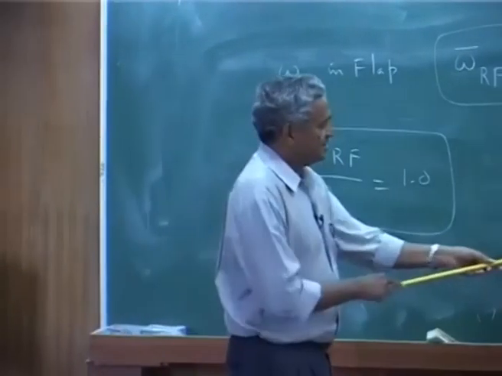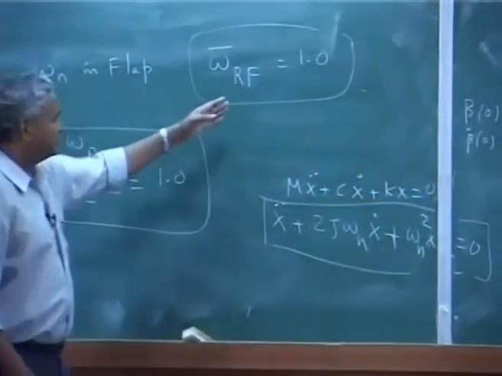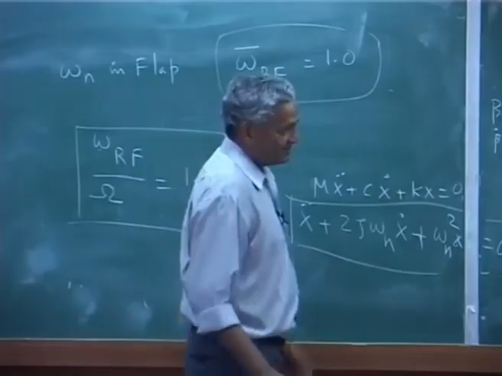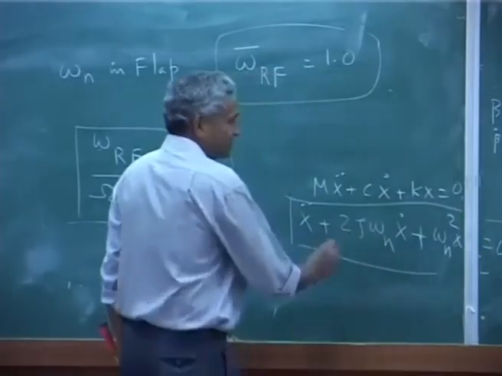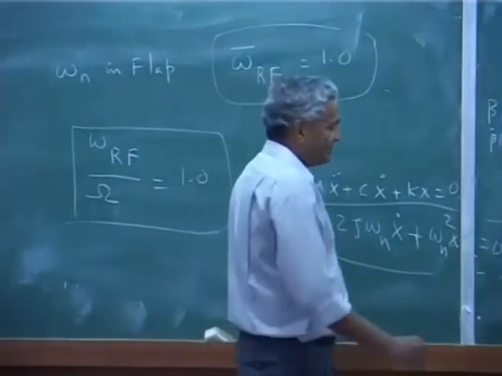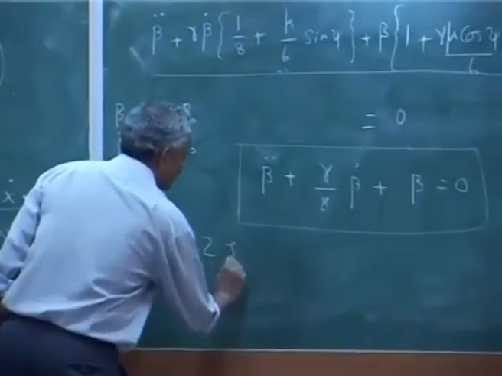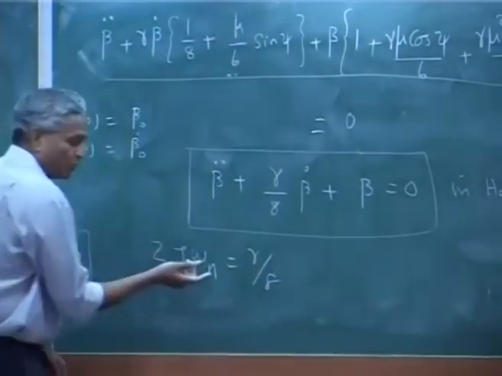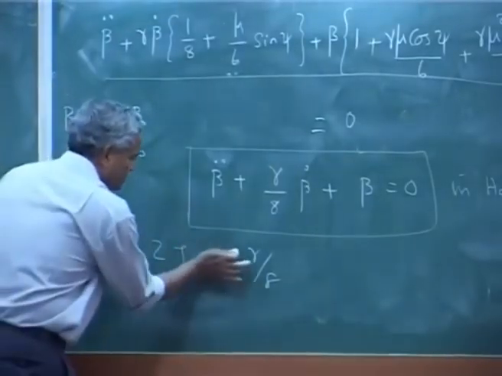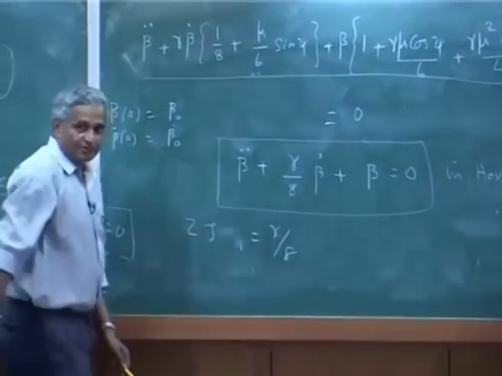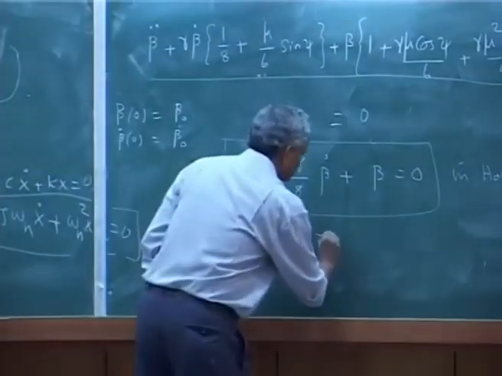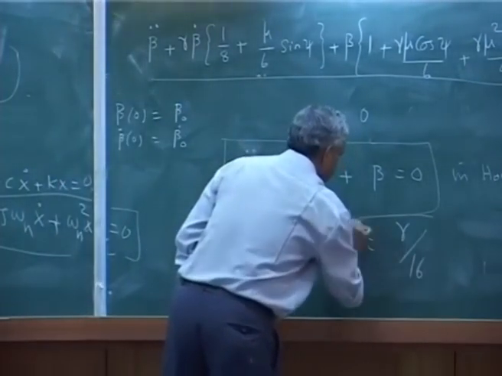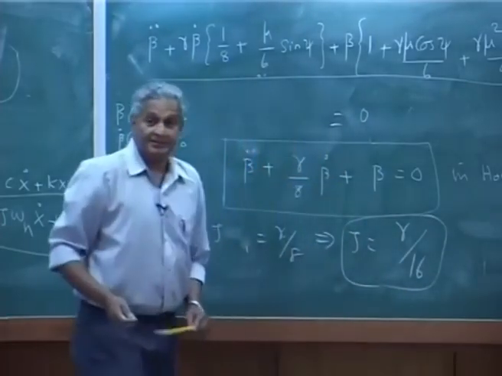And the natural frequency, non-dimensional, is basically 1. Then what about the damping? Gamma over 8 is exactly 2 zeta omega n. So you will have 2 zeta omega n, and omega n is 1. So 2 zeta is gamma over 8, or in other words, zeta is gamma by 16. That is that.